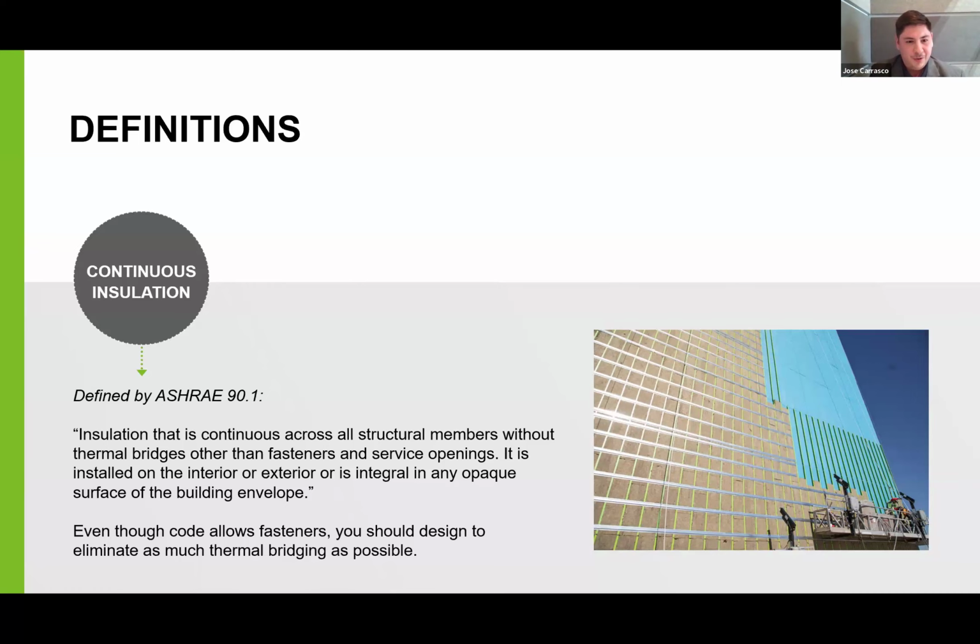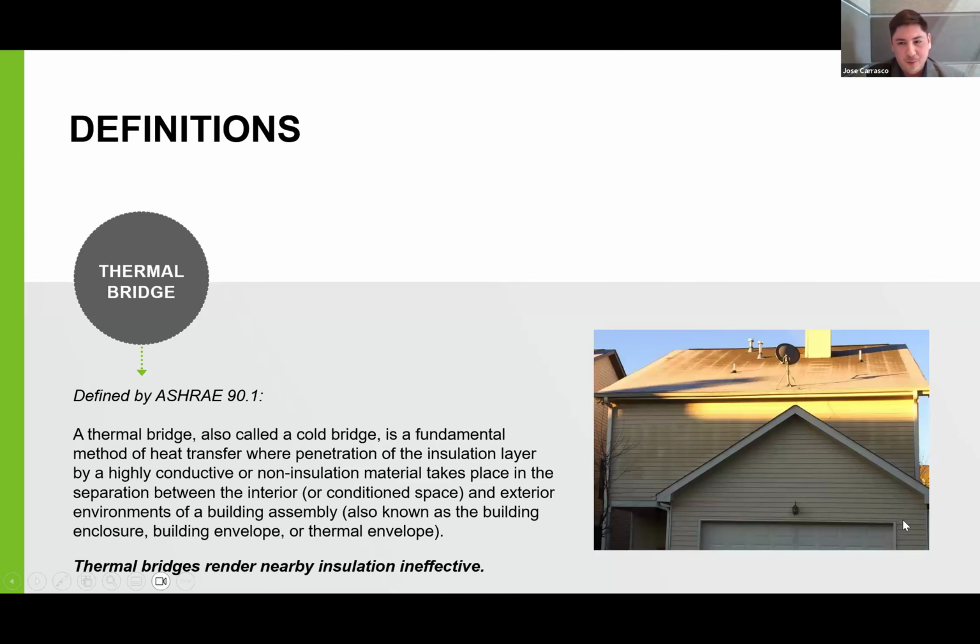Important here to note, you'll hear us talk a bit about thermal bridging today as well. And even though the code does allow fasteners in order to meet the definition of continuous insulation, keep in mind that each of those fasteners do create a tiny small thermal bridge because they are a conductive material. So to the extent that you can, when looking at various Z-girt and continuous insulation systems, really try to choose one that minimizes and eliminates as much of those fasteners as possible.